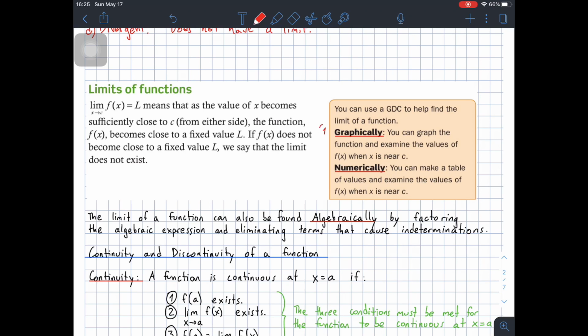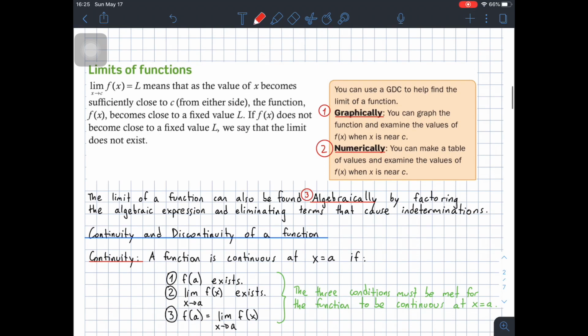The first one is by doing it graphically. Then we have another method, which is numerically, and I added a third way, which is algebraically. We're going to see the 3 ways to find the limit of a function. It says you can use a GDC to help find the limit of a function.